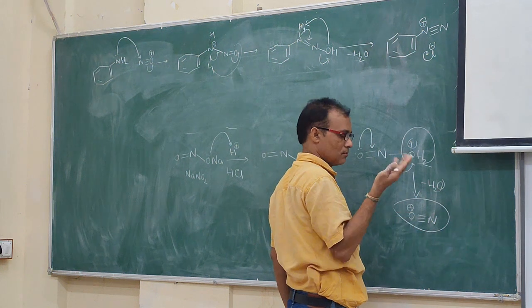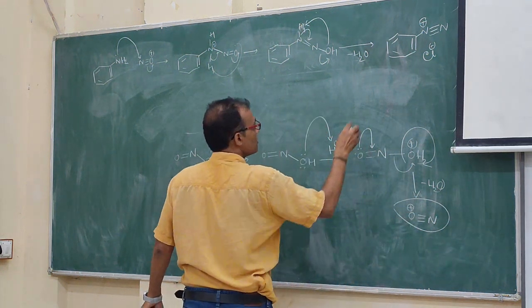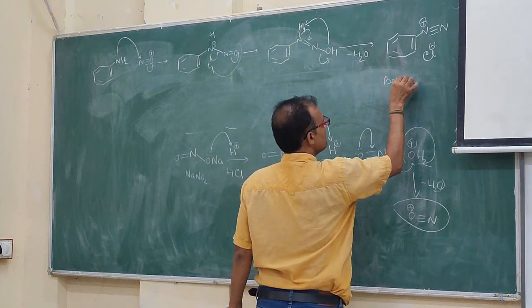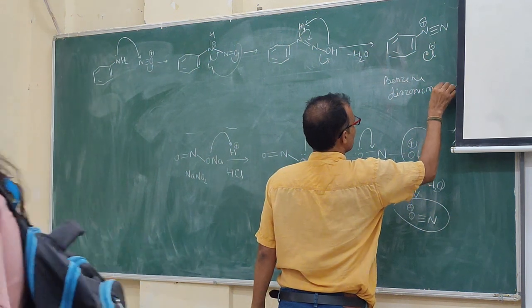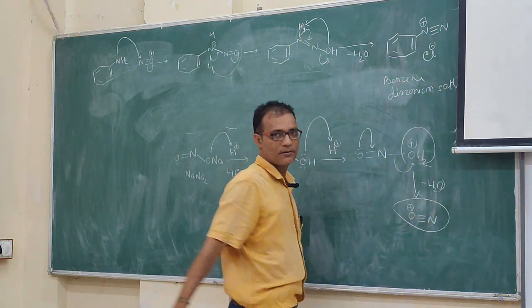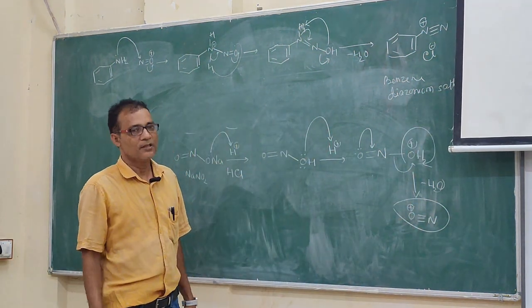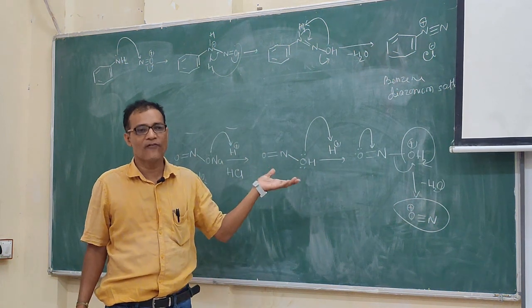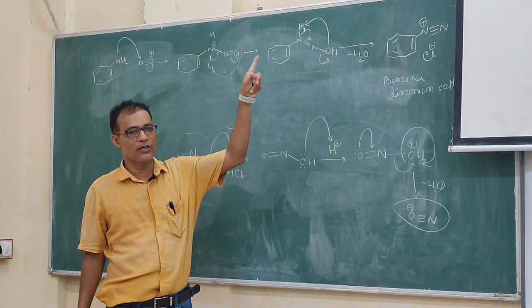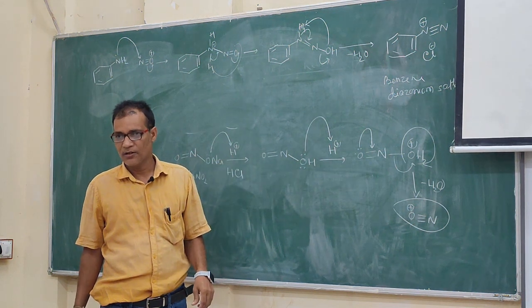Okay. So this is the benzene diazonium salt. Okay. And this benzene diazonium salt is not stable. So it needs a nucleophile, because the nitrogen will go out as nitrogen gas. Okay. If that happens, then what will happen?